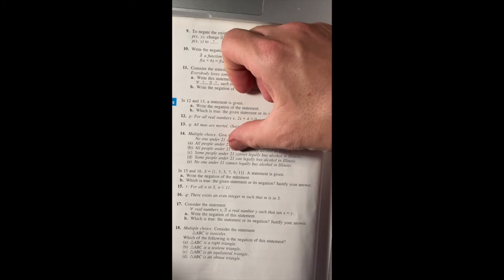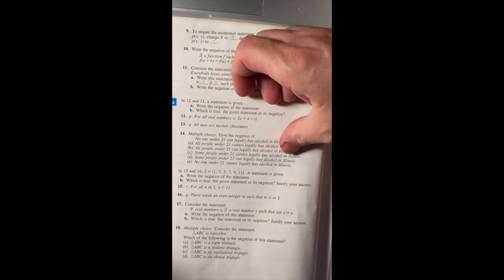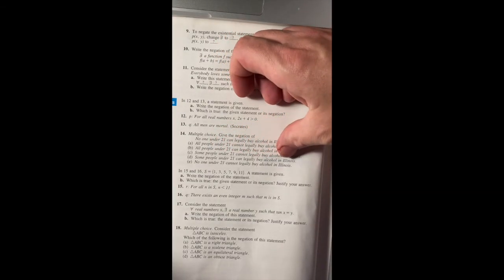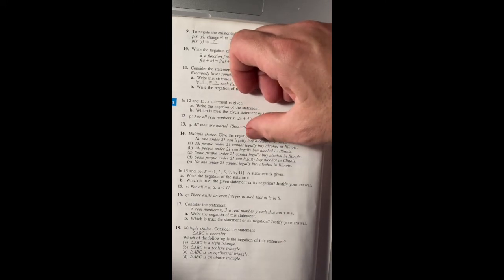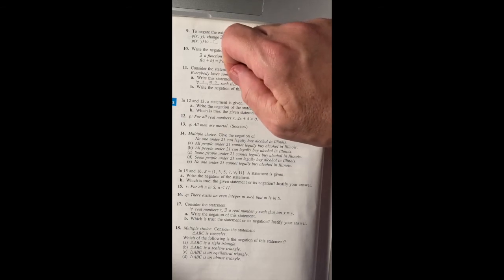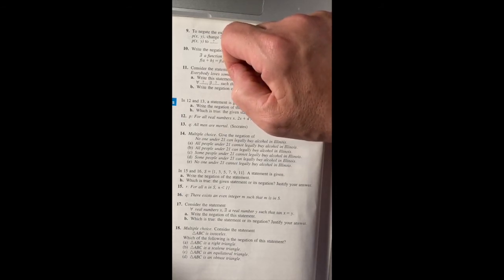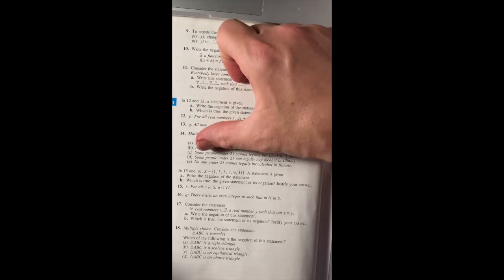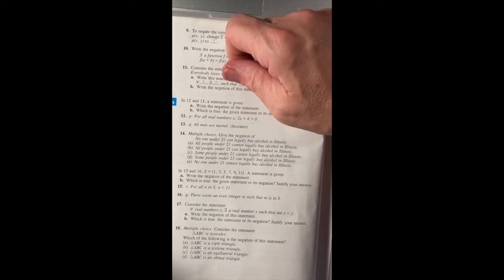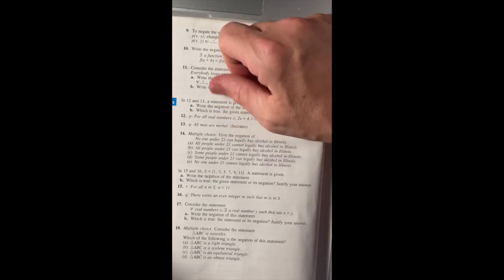C: some people under 21 cannot legally buy alcohol in Illinois. It's still not doing it. D: some people under 21 can legally buy alcohol in Illinois. D is the one that would prove the original statement false. No one under 21 can legally buy; well, some people under 21 can legally buy. That would be the negation. And then E: no one under 21 cannot legally buy alcohol. That would mean that all people under 21 can legally buy, and that's not it. So D has to be the right answer here.